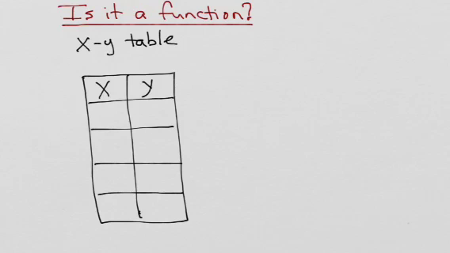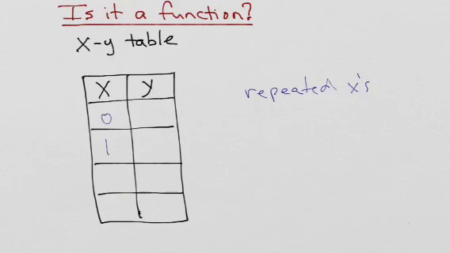A table. All right, and we're looking for the same exact thing in the table as we were in the mapping diagram. We are looking for repeated x's. If we don't have any repeated x's, then everything is fine. It doesn't even matter what goes in the y column. If there's no repeated x's, everything is good.